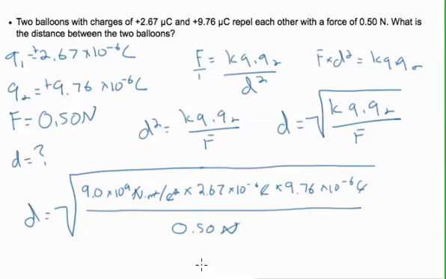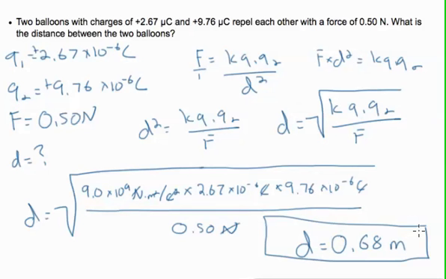if you put this into your calculator and then take the square root and round to two significant figures, you get that the distance between these two charges is 0.68 meters.